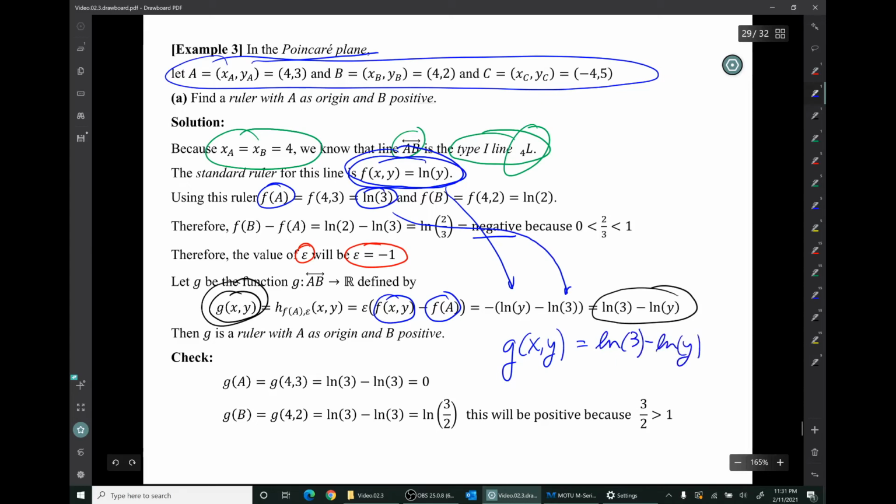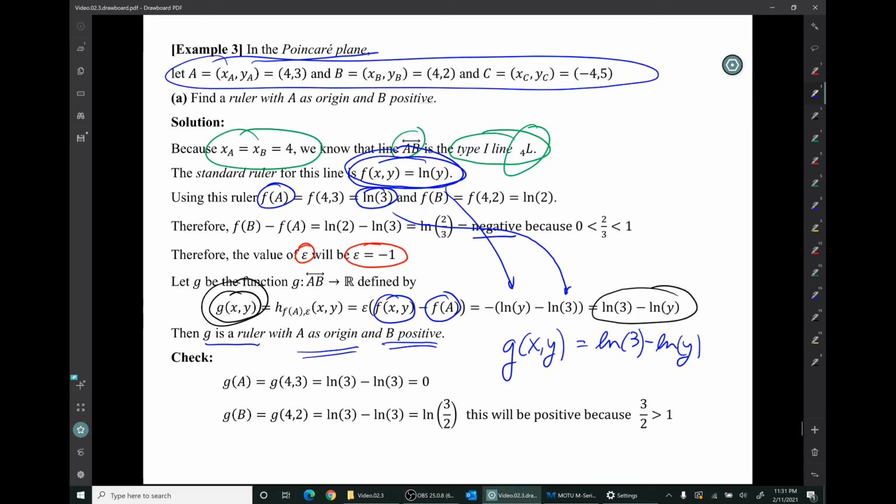Now, that's qualified to be a ruler because of that ruler sliding and flipping theorem, and it's a special ruler. It's a ruler with A as origin and B positive by that ruler placement theorem. But let's check. Let's check to see that it really is a ruler that has those properties.